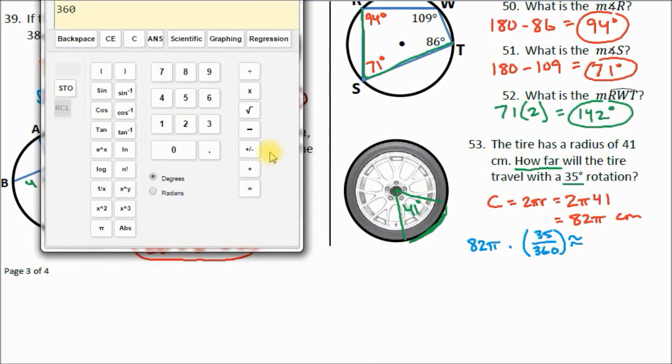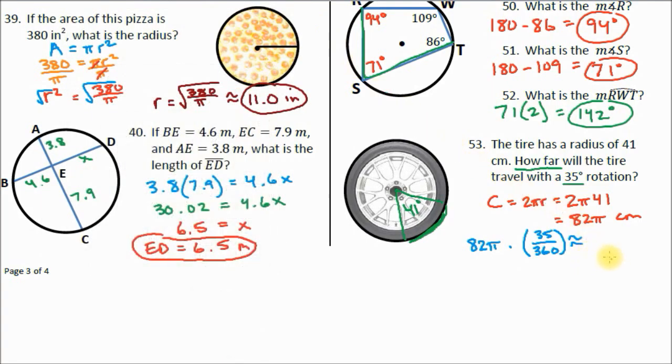Let's put that in our calculator. 82 pi times parenthesis 35 divided by 360, close parentheses, equals 25.04. So it's going to be rounded to 25.0. So we're going to travel approximately 25.0 centimeters. That is the length of our arc, which is also how far we're going to move on the ground if our tire rotated 35 degrees.